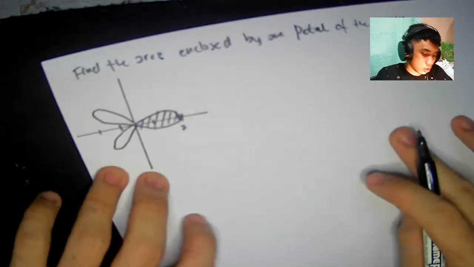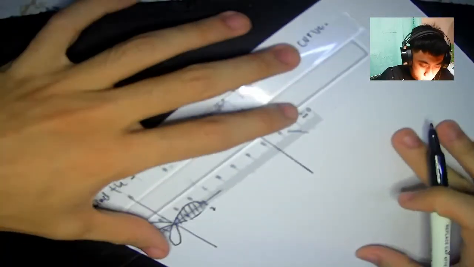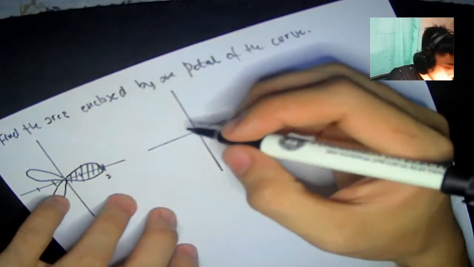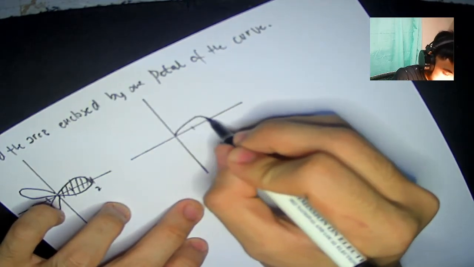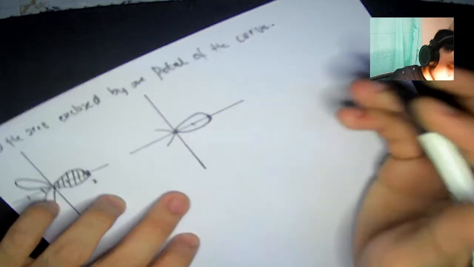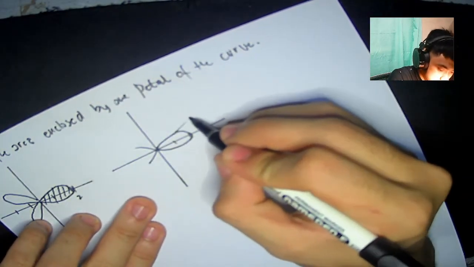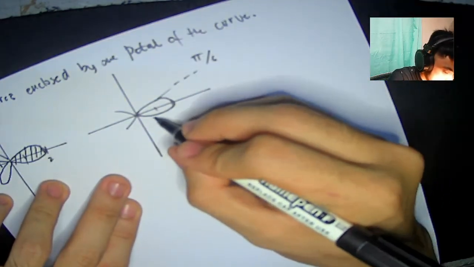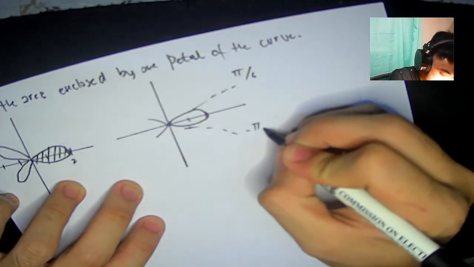So what we're going to do here, say this is equated as this. So we'll have one. Let's just focus on 1 petal here. If it will be continuous, it will become pi over x. So here, because it is symmetrical, it will be negative pi over 6.